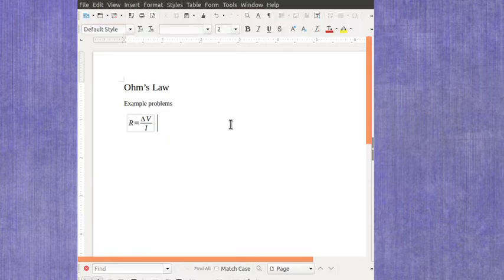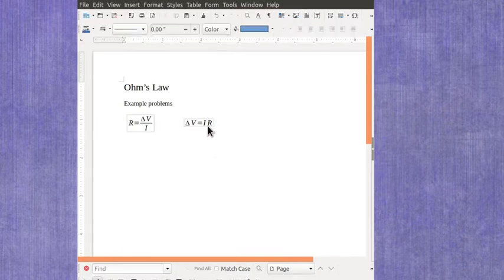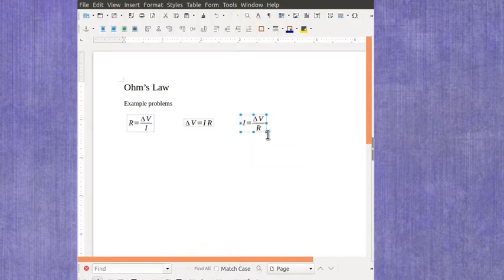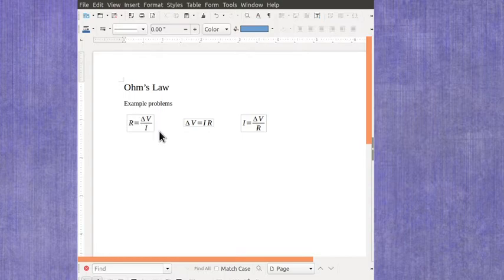We can then rearrange that equation into a form that solves for the voltage, and this is the one I'm used to seeing as being Ohm's law. Or you can rearrange the equation a little bit more and solve that for the current itself. Now, in my classes, we use a delta V for the voltage. In some classes, you'll see just a V for the voltage. So be aware of that.